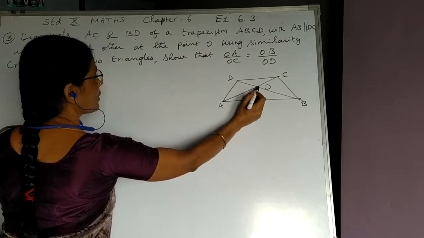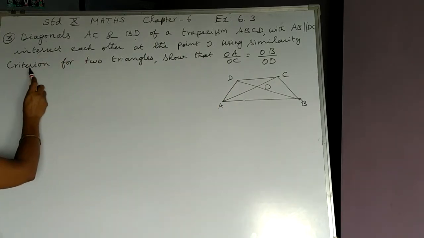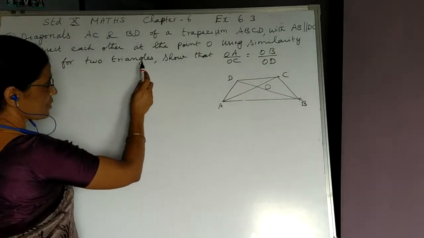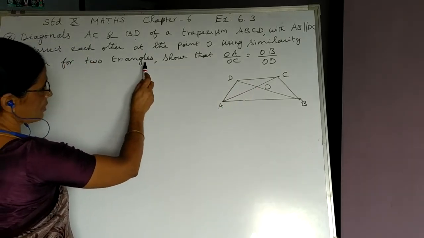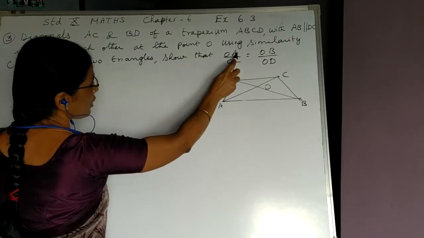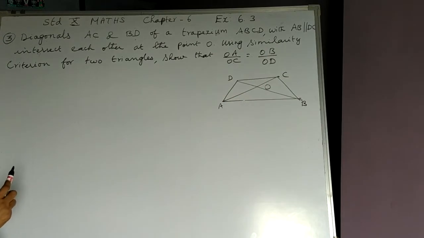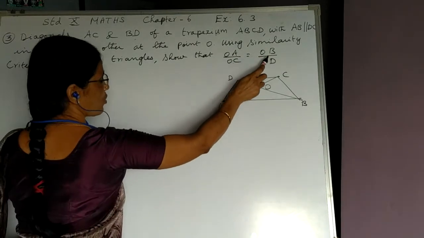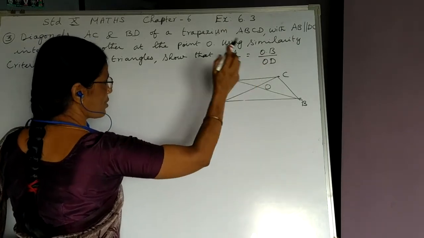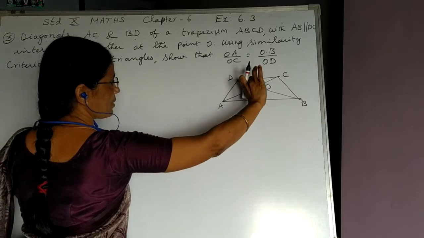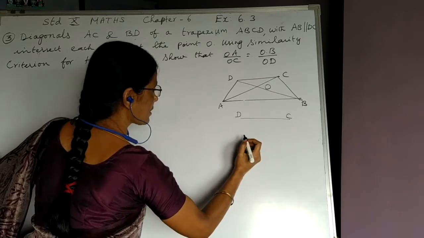This is given. The question is, using similarity criterion, for two triangles, there are 6 triangles here. Out of that, we have to take 2 suitable triangles and show that OA upon OC equals OB upon OD. The triangles can be identified with the terms present here, in which 2 triangles you find OA, OC, OB and OD. This is nothing but these 2 triangles. So I am going to separate these 2 triangles.